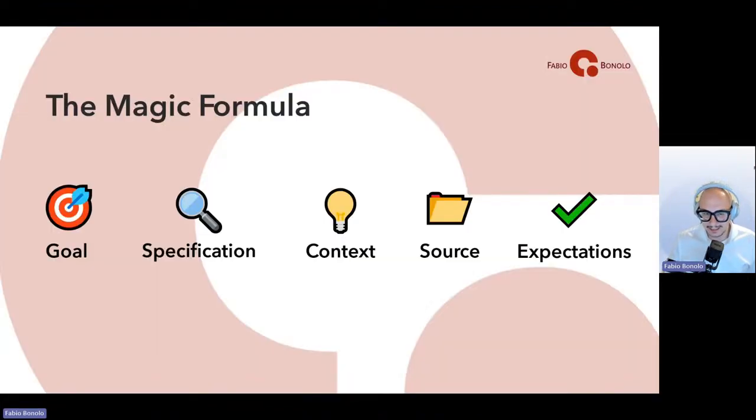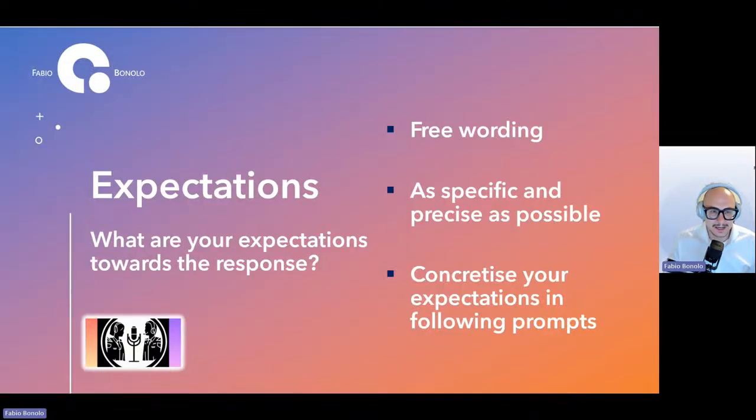Last but not least, the last part of the magic formula is your expectations. Now, here you ask yourself, what are your expectations towards the response? You don't have a structure where you can follow what you should write. So here you are free in your wording. The only thing that you should follow is that you should be as specific and precise in your wording as possible.